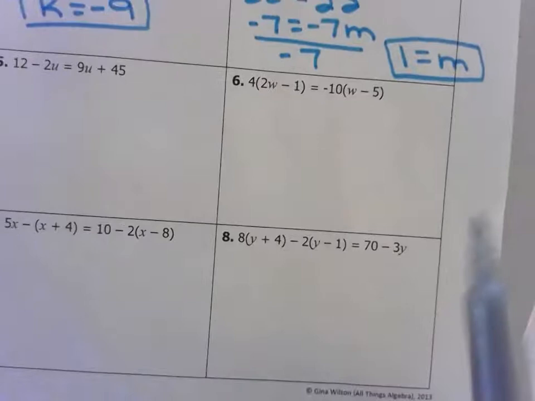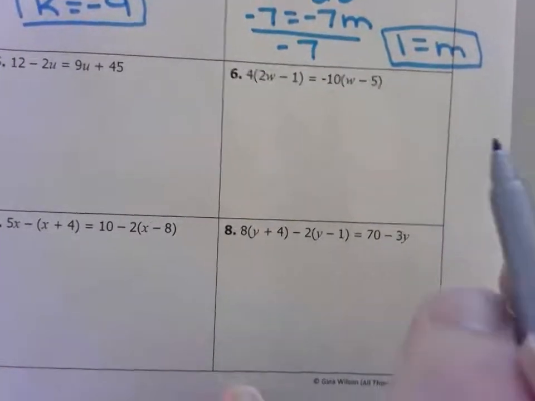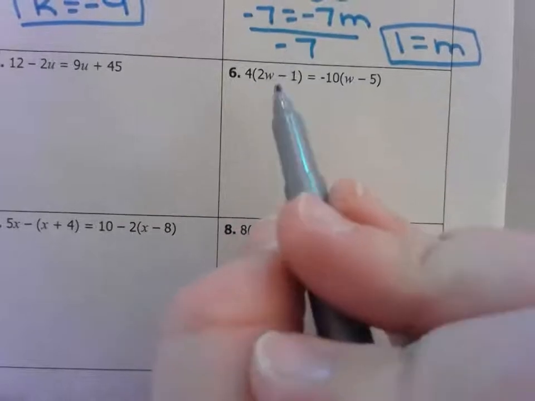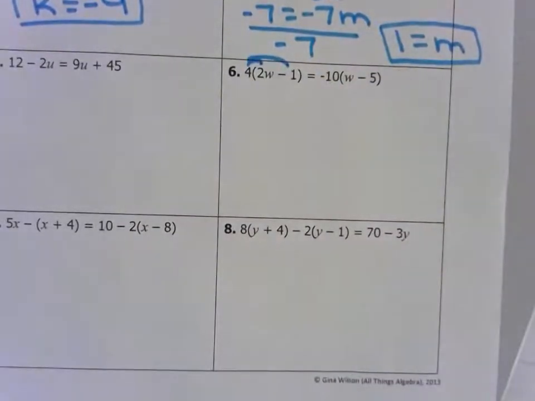As I look at 6, first thought on 6 would be what? Distribute. You see a number in front of parentheses, so we are going to distribute. Okay? Just because these look complicated, you know how to do them. You know how to distribute. You know how to combine things. You know how to solve an equation. You know how to do this.